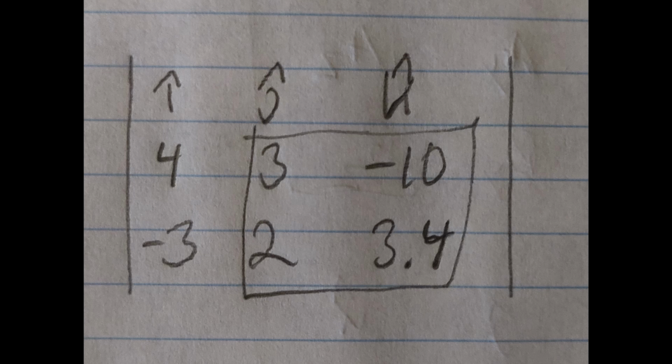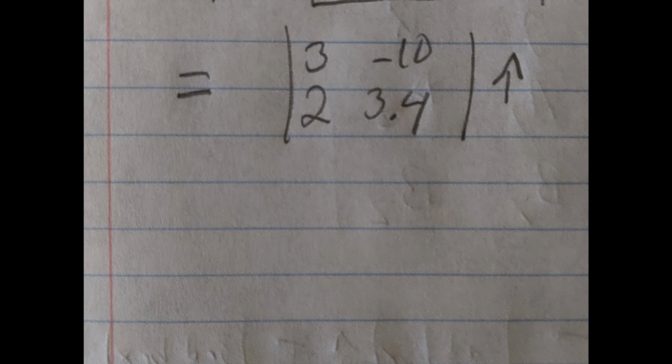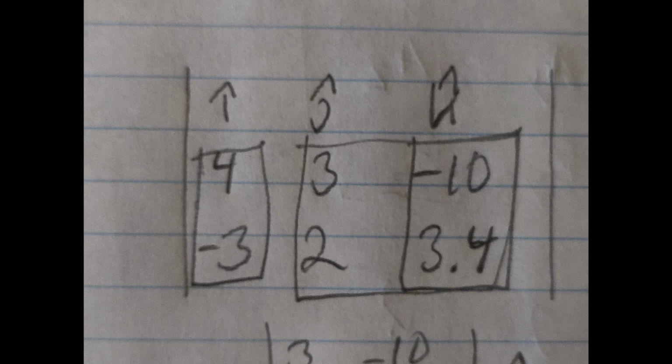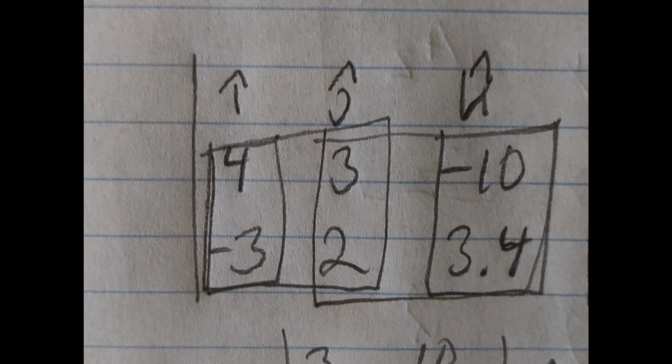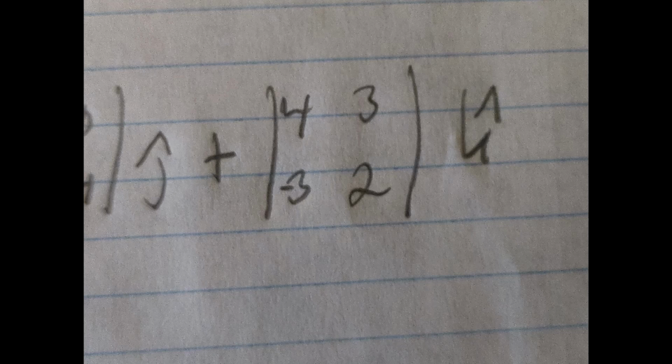Now from here we can split it up into our smaller boxes. So we'll have our right box, which will be 3 and negative 10 on the top, 2 and 3.4 on the bottom, all times I. Then our second box we'll put a negative sign first. Then we'll have a 4 and a negative 10 on the top, a negative 3 and a 3.4 on the bottom, that box times J, plus a 4 and a 3 on the top, and a negative 3 and a 2 on the bottom of the third box times K.